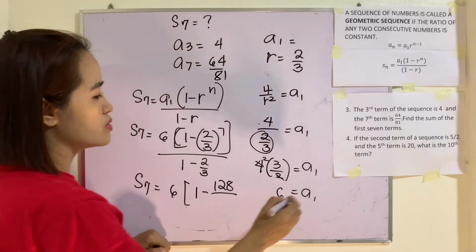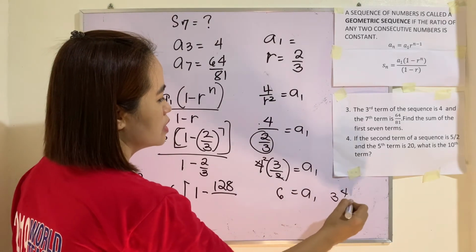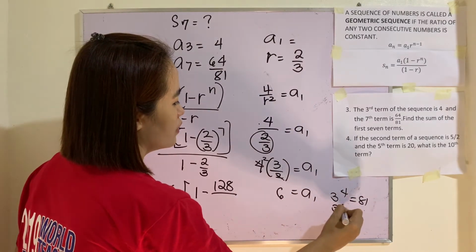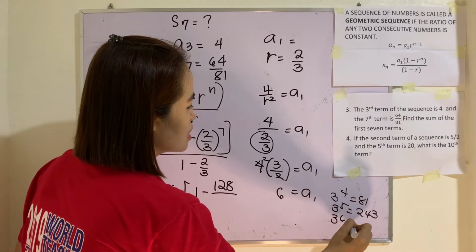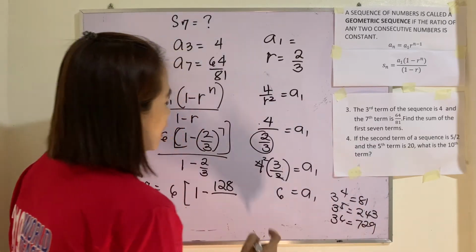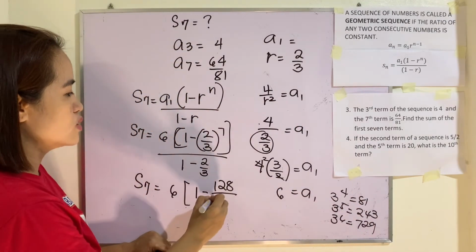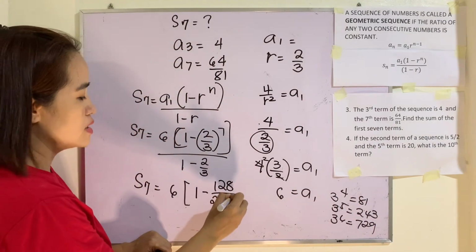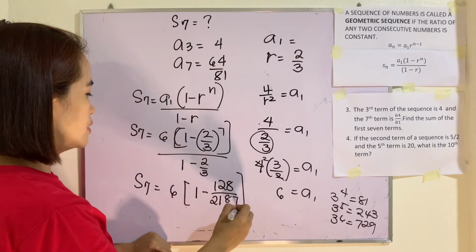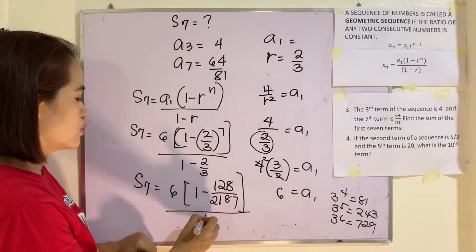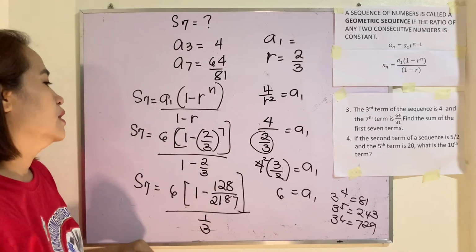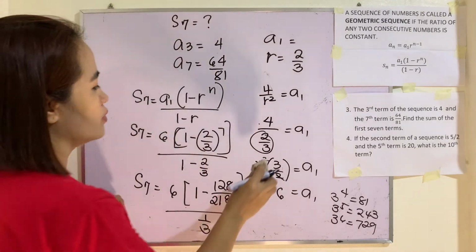What is 3 raised to 7? 3 raised to 4 is 81. 3 raised to 5 is 243. 3 raised to 6 is 729. And 3 raised to 7 is 2187. Okay. So 1 minus 2/3 is of course 1/3. Okay. How are we going to simplify it?